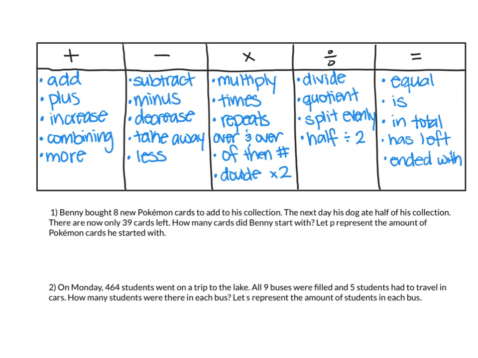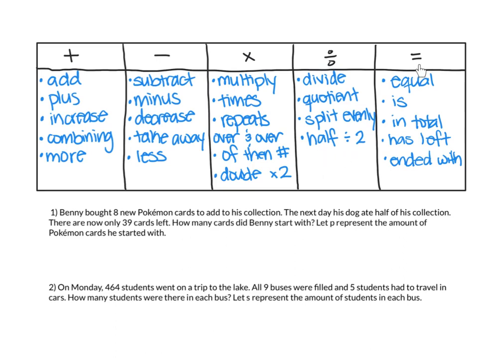Next up, a couple of words that mean division would be divide, quotient. Quotient you really wouldn't see too much, but sometimes they do add it in there. Something that is split evenly. So if they talk about splitting something, evenly is the key here, then they're talking about division. And then when they talk about half or cutting something in half, splitting something in half, then that is divide by 2. There are more things that would mean divide by a specific number, but half is very common.